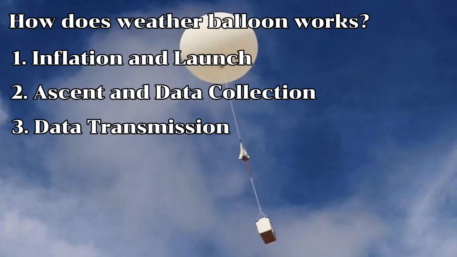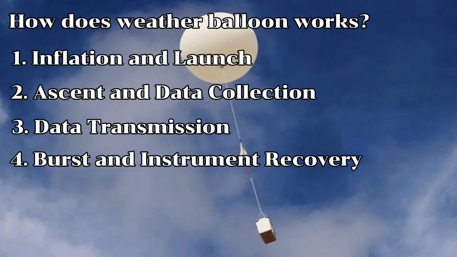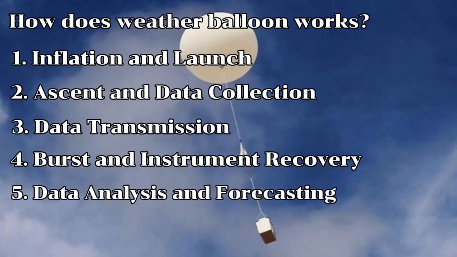Number 4. Burst and instrument recovery. The balloon continues to ascend until the pressure difference between the inside and outside of the balloon causes it to burst at a high altitude, typically around 90,000 feet. A small parachute is deployed to allow for a safe descent of the radiosonde, which can then be recovered and reused. And the last, number 5, data analysis and forecasting.